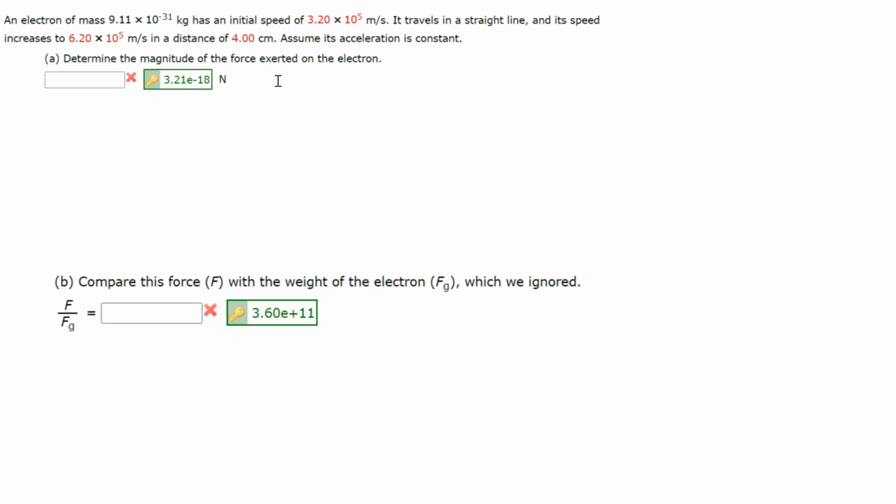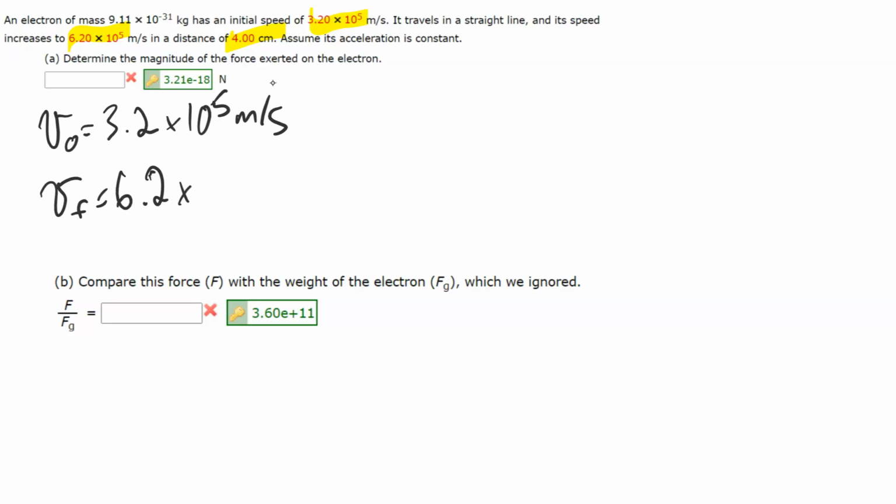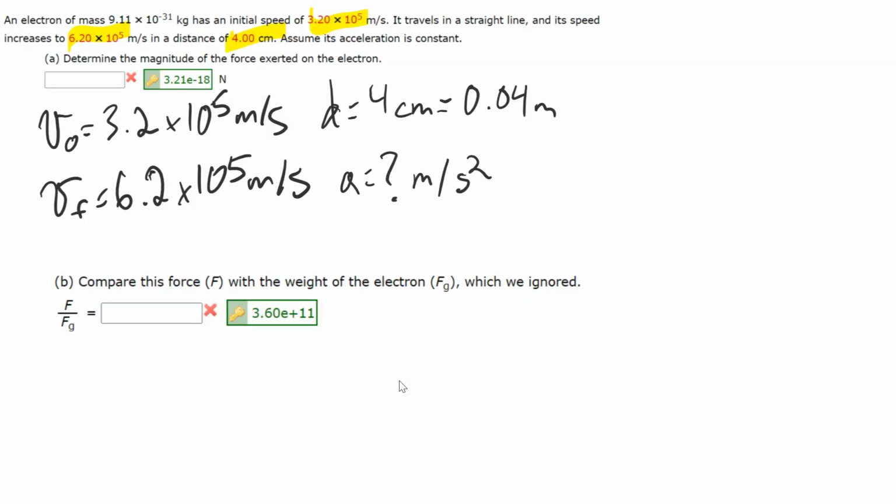I'm going to start by writing down the knowns and unknowns. What we know is the initial and final speed and the distance. I'm going to write those down here real quick just so we can see them written out. All right, so here are our knowns and unknowns. We've got the initial and final velocities. We've got the distance is 4 centimeters. And again, you've got to convert that into meters because that's our standard units.